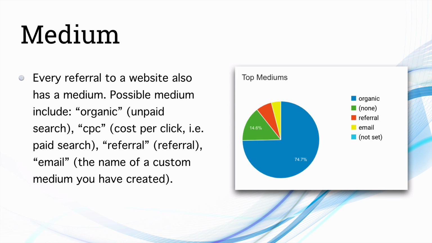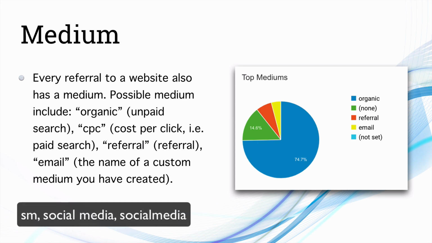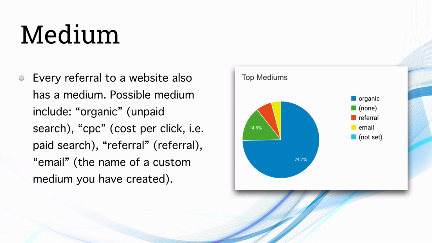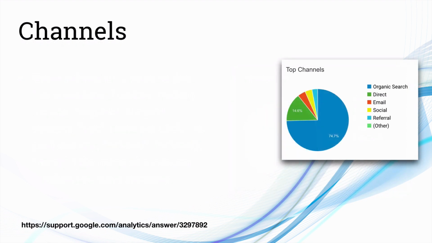For example, sometimes for social media people use SM, sometimes they use social space media, sometimes they use the word social media. So if someone else is sending traffic to your web page and if they are using these mediums in the UTM tags or the URL tags, then it is ranked as different things inside the medium report. So to solve this problem, there is something called channels.